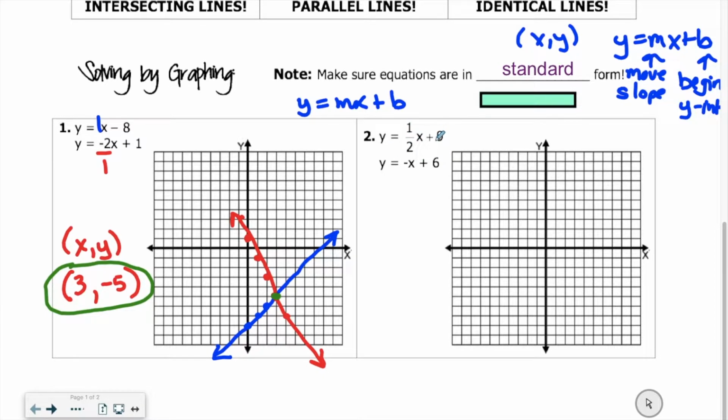All right, so now we're going to move on to this one. This is already in slope-intercept form as well. So we're going to begin with our b. So we're going to go up 9. 1, 2, 3, 4, 5, 6, 7, 8, 9. And we're going to go up 1 over 2. So we're running out of room up here. But if we go backwards, we can go over 2, down 1, and it'll give us where the line started.